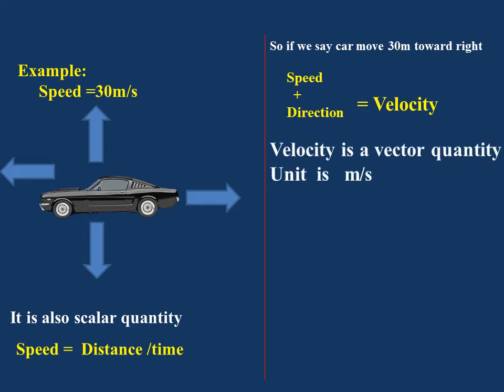Unit of velocity is meter per second. Unit of speed is also meter per second. Both have the same unit, as in both cases a body covers a distance. So unit of the distance is meter. So unit of speed and velocity both is meter per second. Velocity is equal to displacement over time.